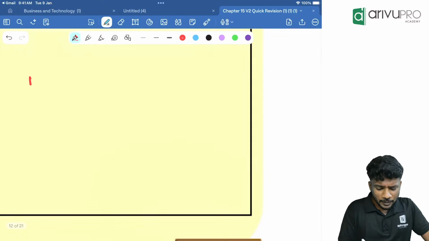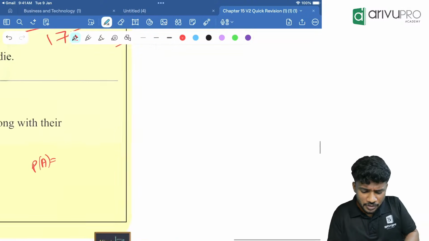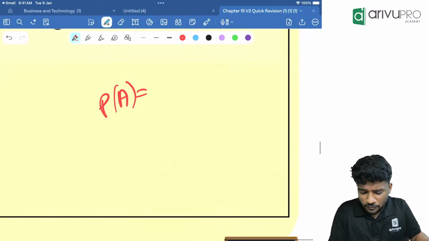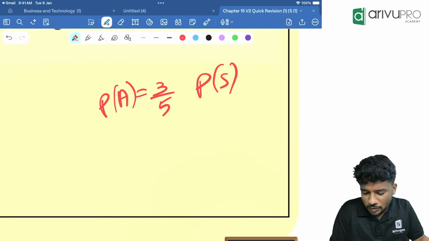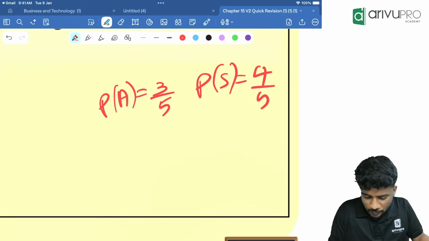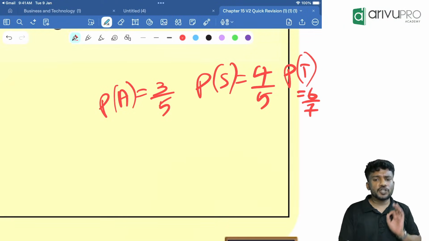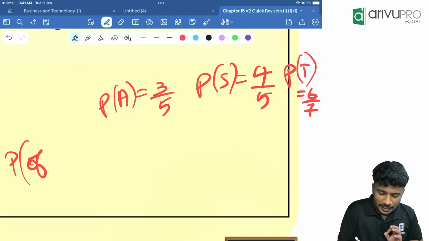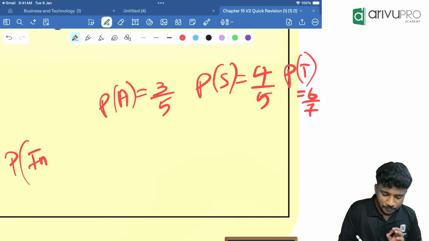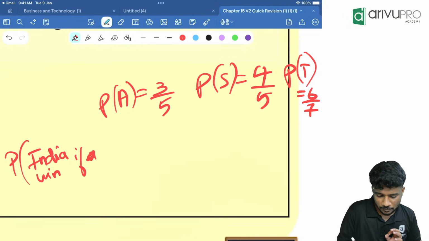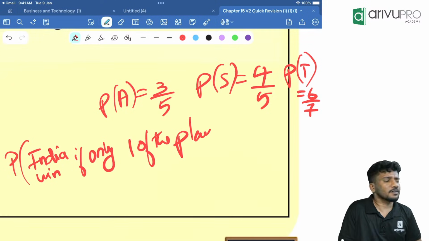We have the probability P of Abhishek as 3 by 5. P of Sanju is 4 by 5. Then I'll use another name, P of Tilak, which is 6 by 7. Now the question is probability of India wins if only one of them play.